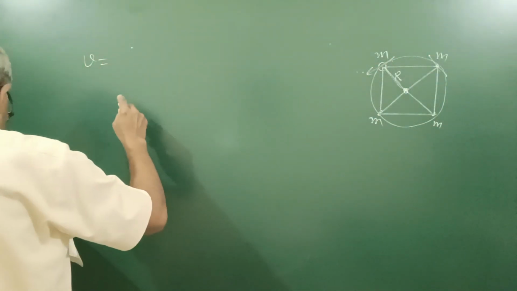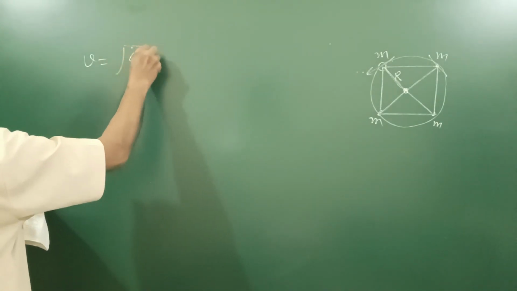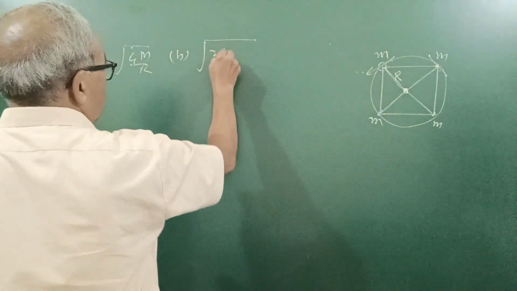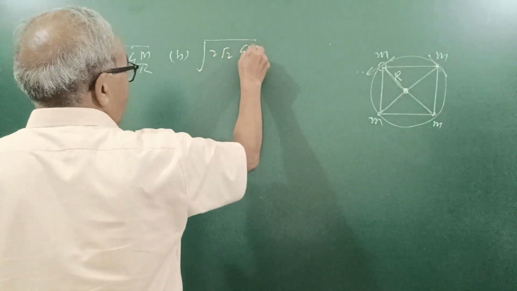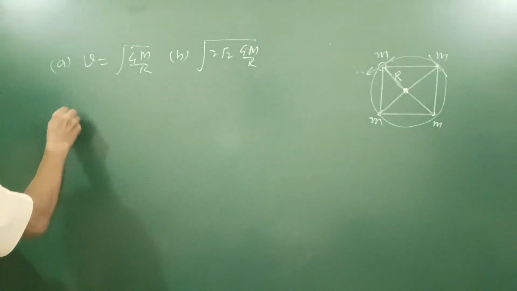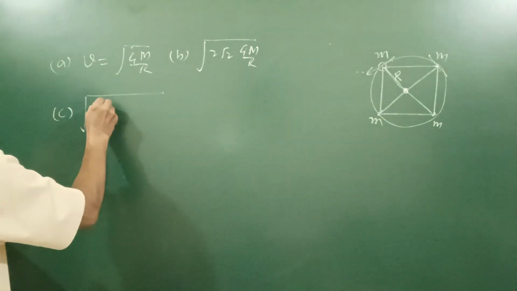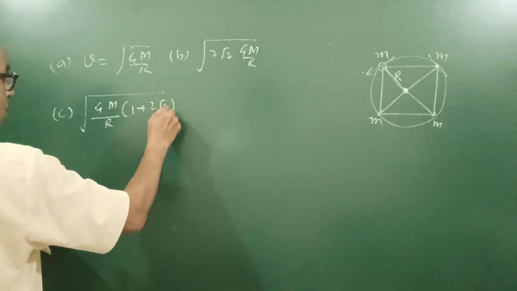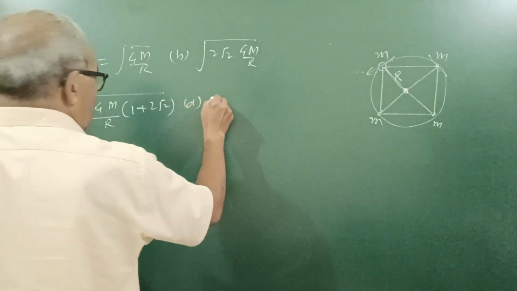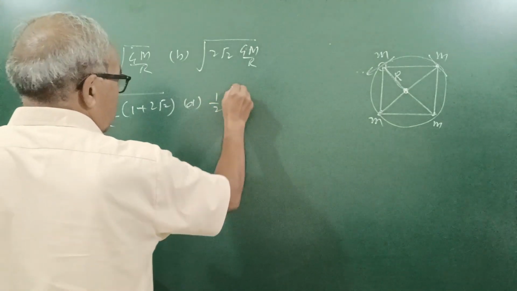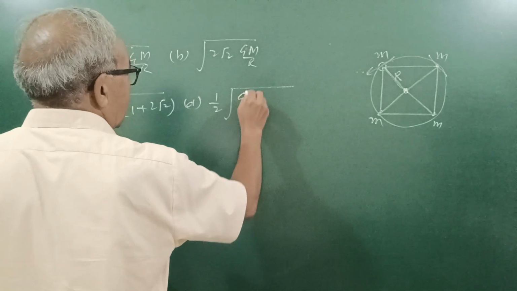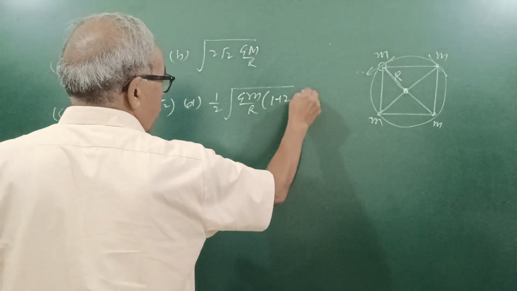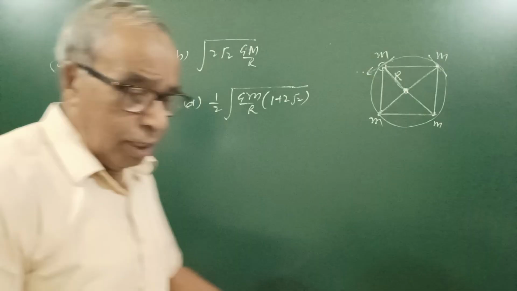The first option is V equal to under root G M upon R. Option B is under root 2 G M upon R. Option C is under root G M upon R into 1 plus 2 root 2. And then D is 1 by 2 under root G M upon R into 1 plus 2 root 2. These are the options here.